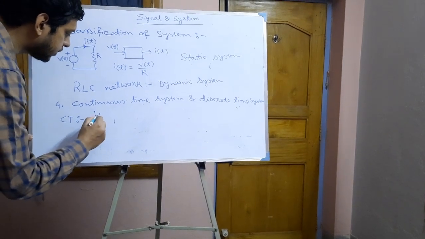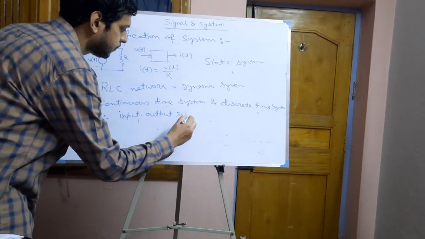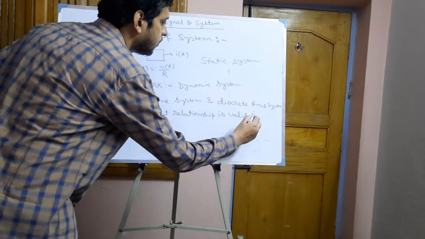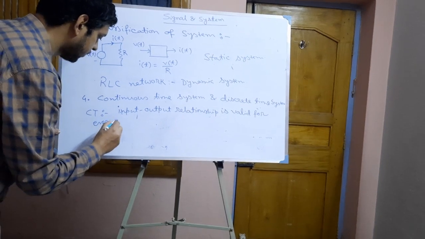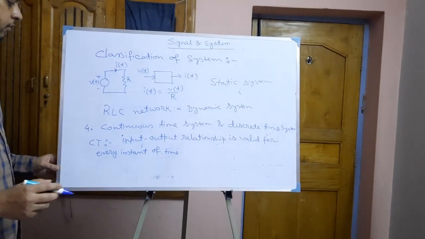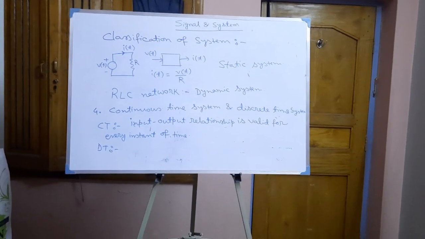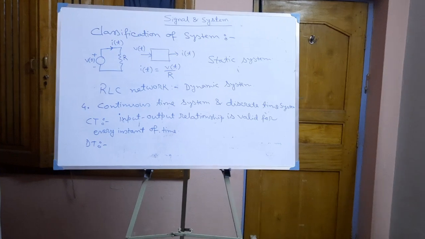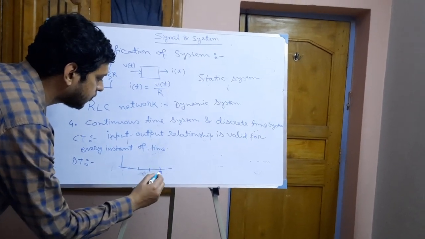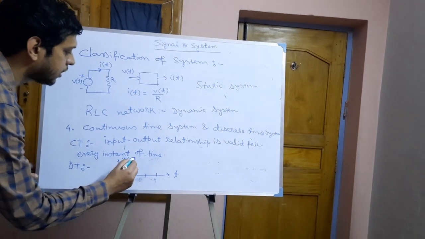Now, the input-output relationship is valid for every instant of time, whereas a discrete time system is that where the input-output relationship is valid for discrete points of time axis. The input-output relationship is valid for the discrete points of time axis. This is, say, output.